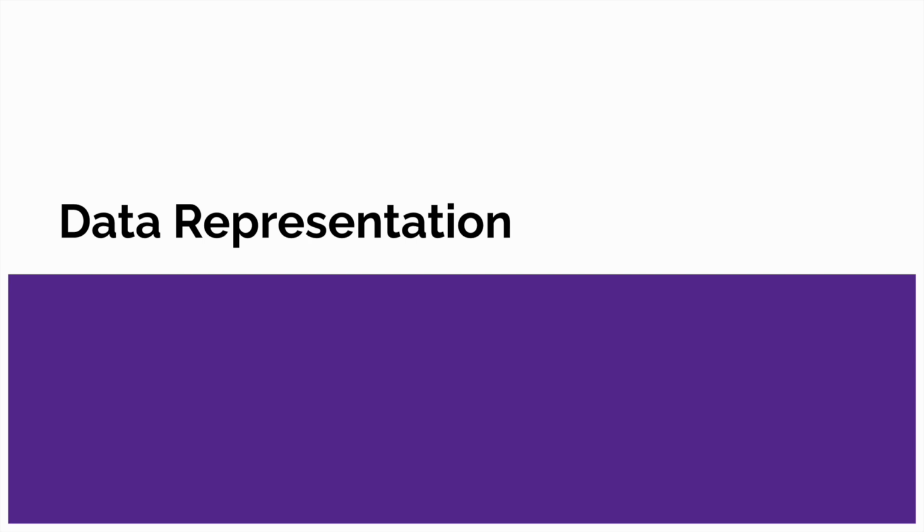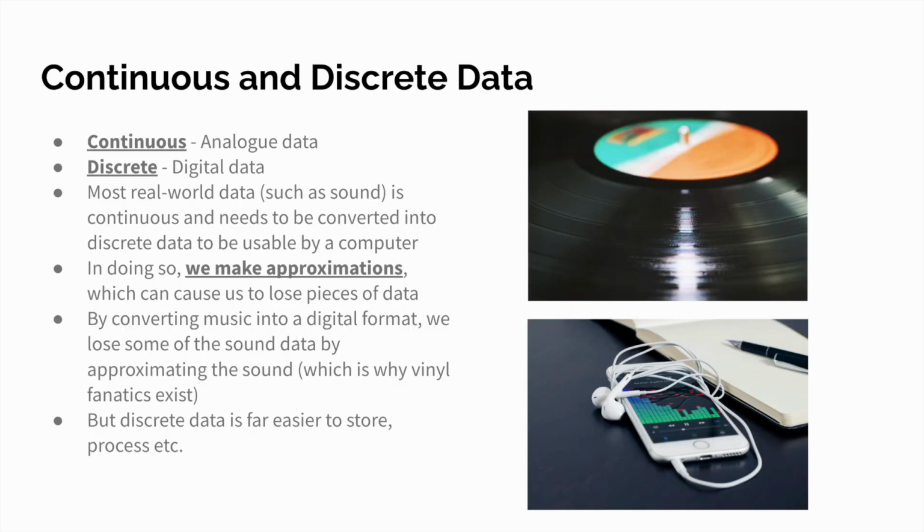So data representation then, this is, I suppose, our final big block of this chapter. I suppose we have two types of data. Continuous data, which is your analog data, and discrete data, which is your digital data. We've gone over analog and digital multiple times before. We all know what they are.